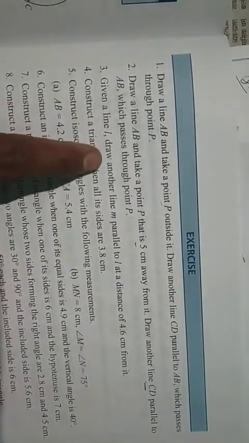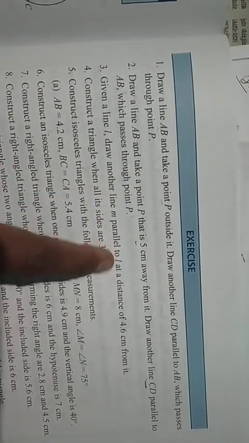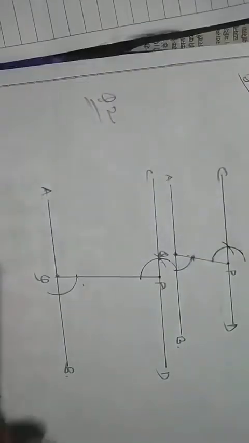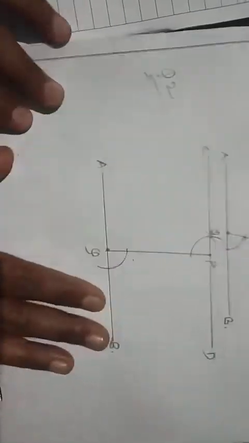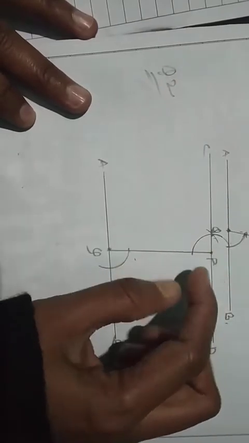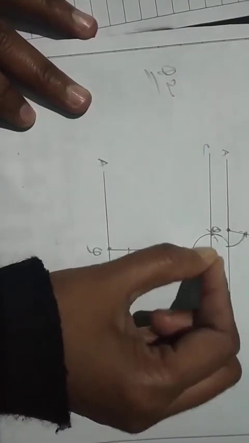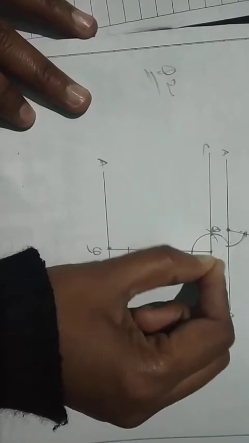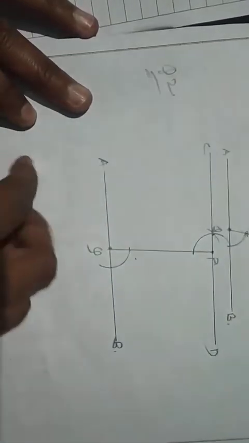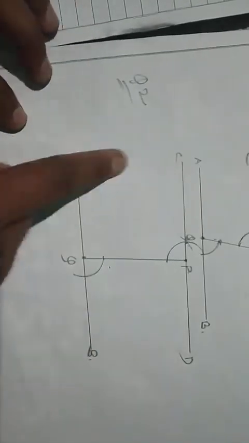Given a line L, draw another line M parallel to L at a distance of 4.6 centimeter from it. Simple it is. You have to take a line L first of all. Then take a 4.6 centimeter distance from the scale and put it at point P. Write the point P and from that point P you have to draw a parallel line CD. Understood? Question number 3 is your homework.